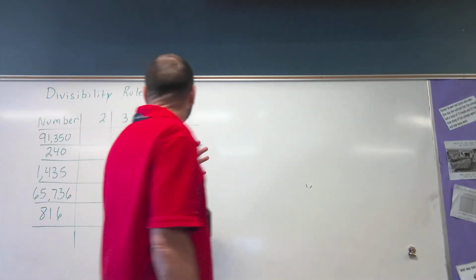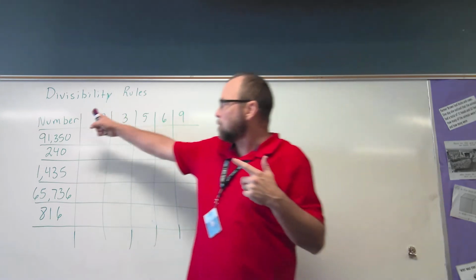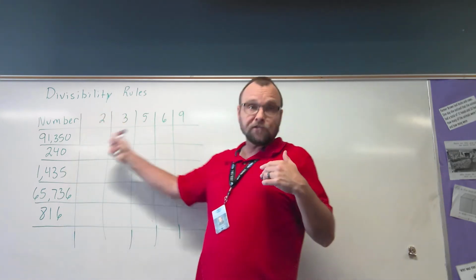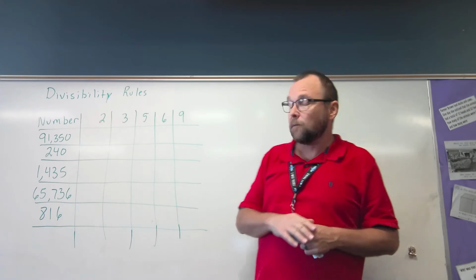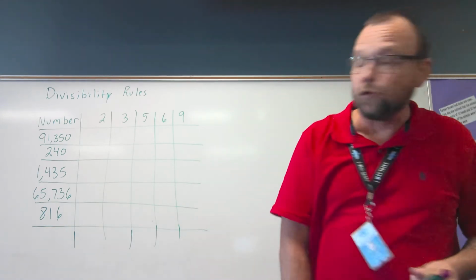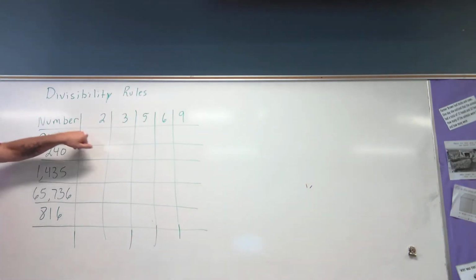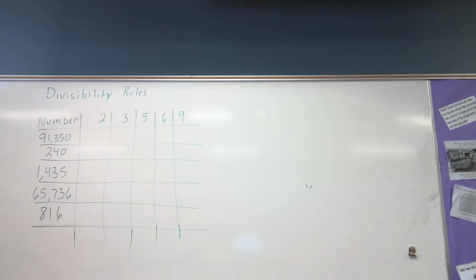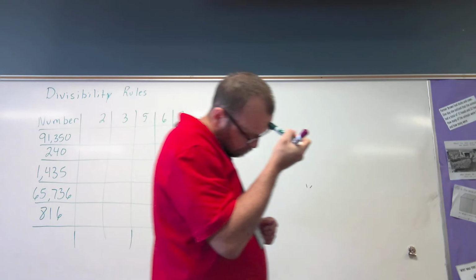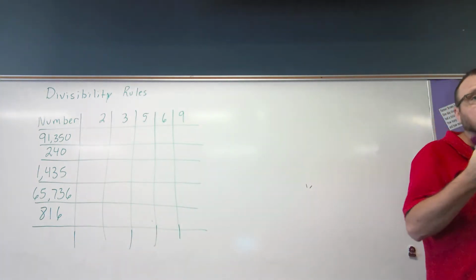So now we're going to go through the divisibility rules. We're going to take these numbers and decide yes or no whether they're divisible by the numbers at the top. So we'll go through. Chase, 91,350. Is it divisible by 2? No. Why not? Because for long division, it can't go in from 9, and if you count by 2s, it can only go through 2, 8. All right. And 1 can't go into 2.